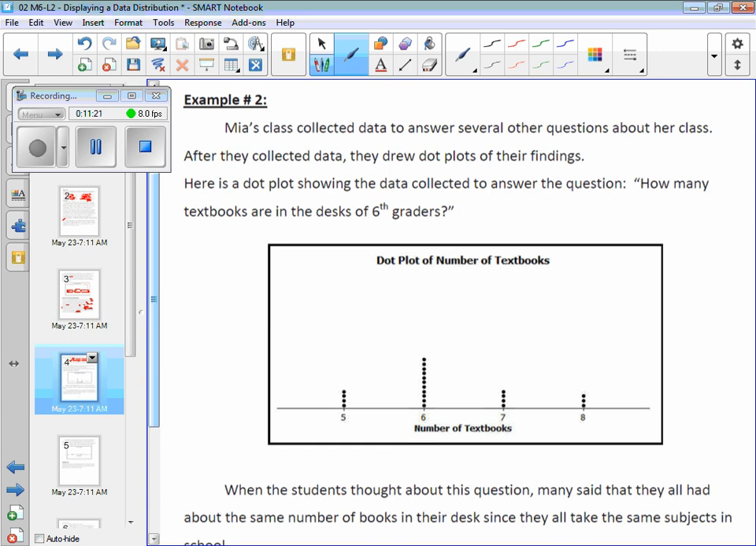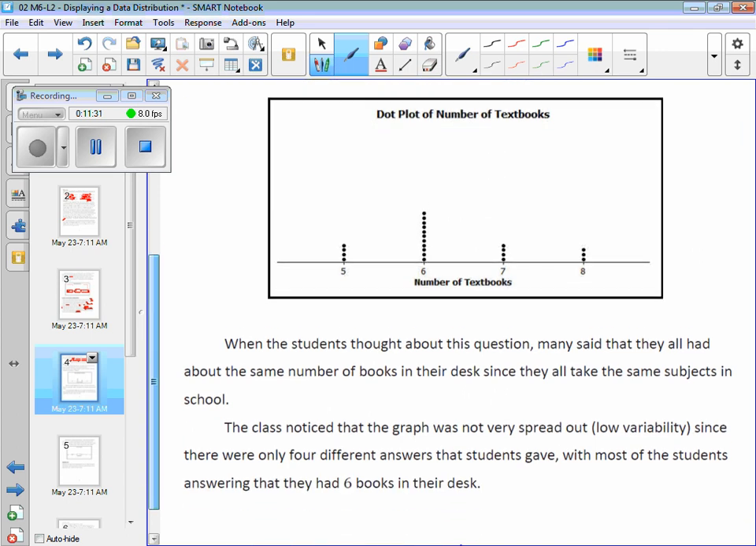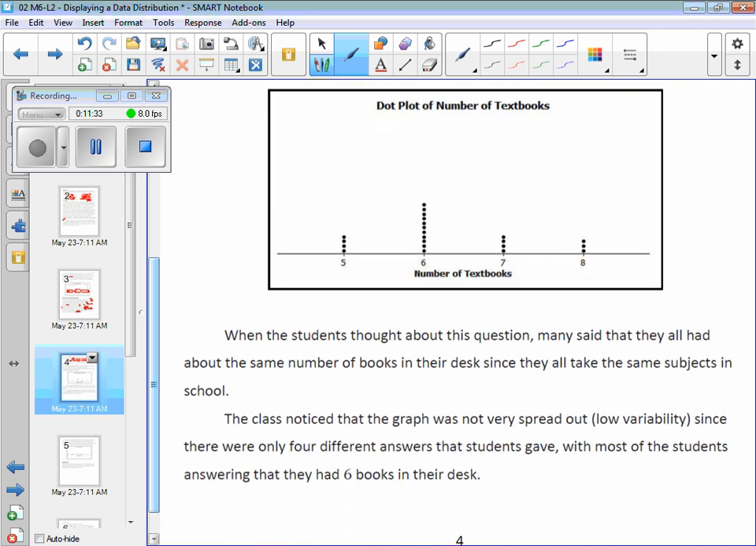5 to 8. When the students thought about this question, many said that they all had about the same number of books in their desks since they all take the same subject in school. The class noticed that the graph was not very spread out, which is also considered low variability, since there are only 4 different answers that students gave, 5, 6, 7, or 8, with most of the students answering that they had 6 books in their desk. Okay?